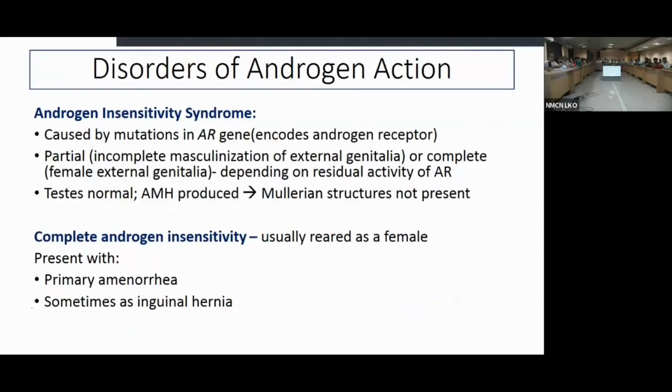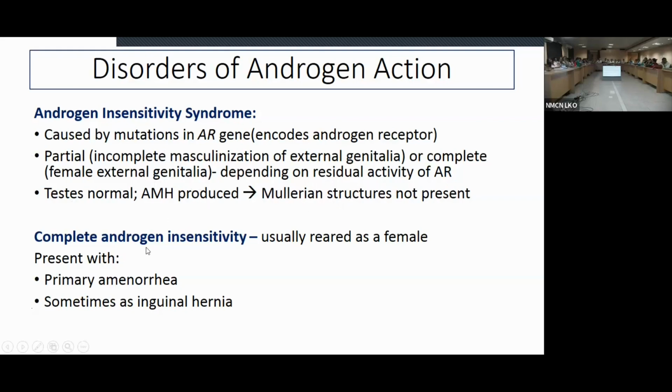And this is the other condition that we were discussing. This is a disorder of androgen action, where the androgen receptor coding gene has mutations. Depending upon how severe it is, it could be a partial or a complete androgen insensitivity. In partial, there will be incomplete virilization, whereas in complete androgen insensitivity, it will be female-like external genitalia. There won't be any virilization at all. Here the testes would be normal. AMH is normally produced, so the Mullerian structures, the uterus, fallopian tubes and all that will not be present.